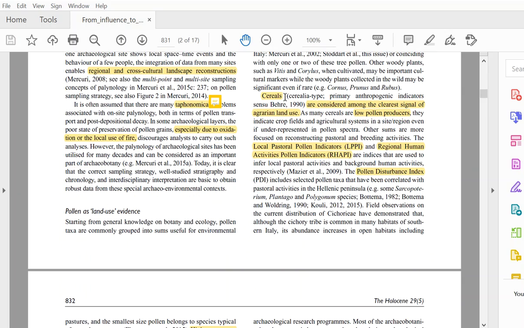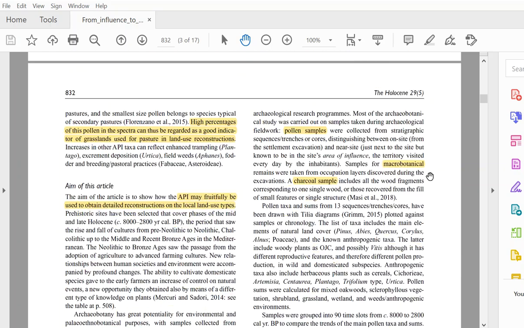And then you've got cereal types. And as they indicate, many cereals are low pollen producers, meaning they're hard to find. But when you do find them, it's probably telling you that the people were definitely planting plants here.